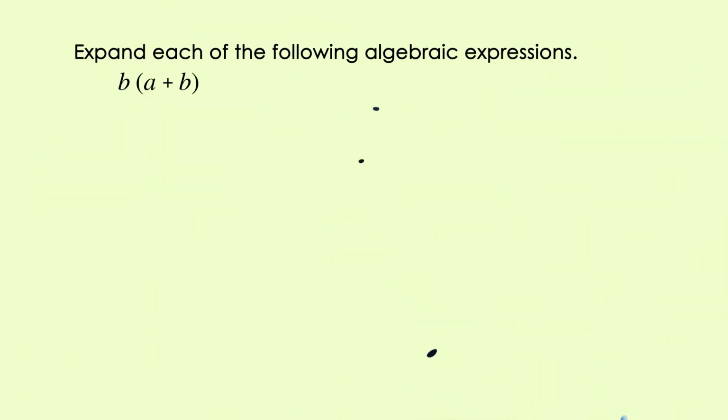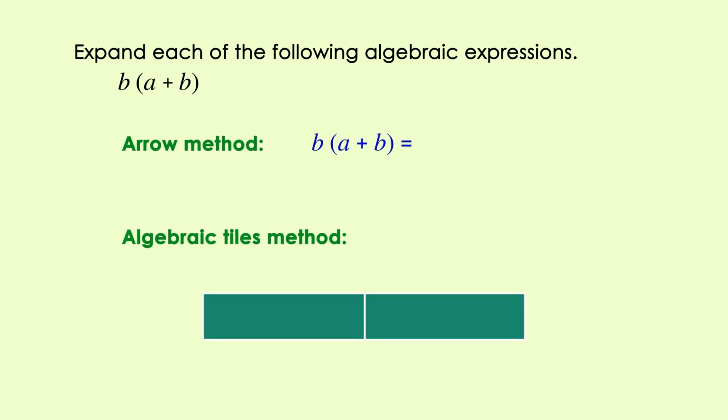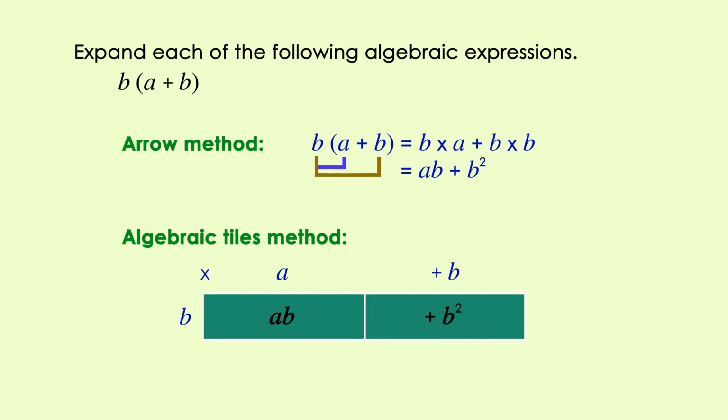Let's look at the representation of algebraic expansion using the algebraic tiles. b times a plus b can be represented using the algebraic tiles as the following. The area will be b times a, which gives us ab. b times b will give us b squared. So the area is ab plus b squared. As you can see, our answers are the same. Now, let us move on to our expansion question.